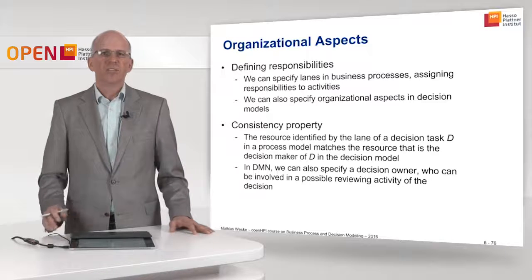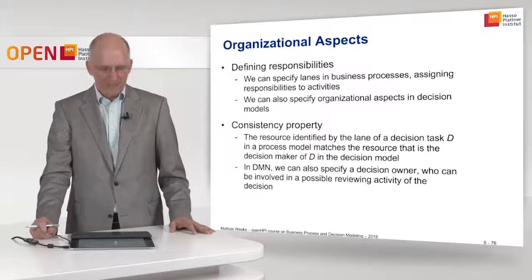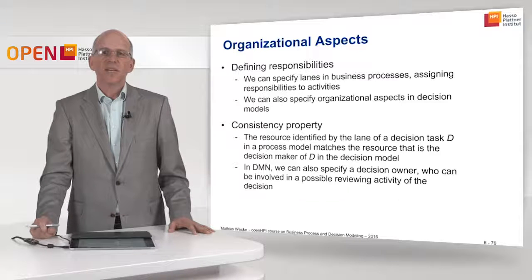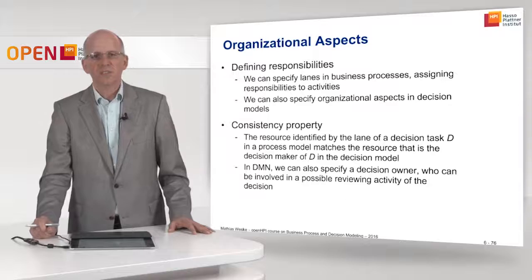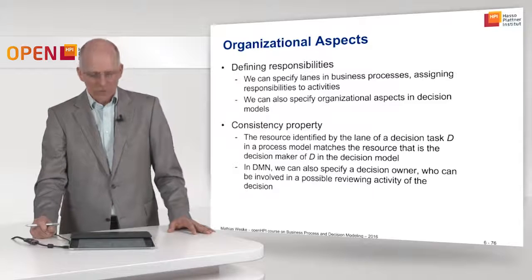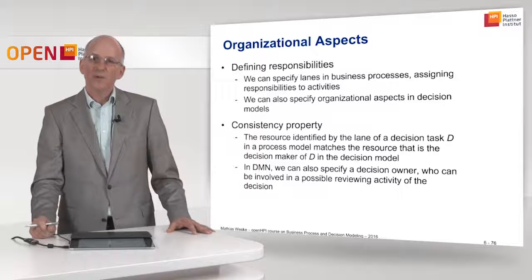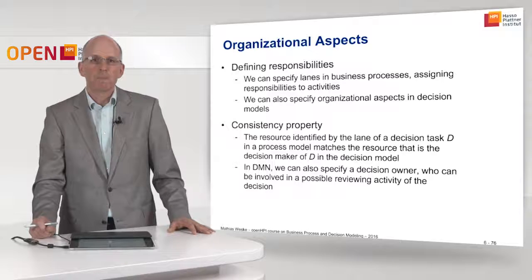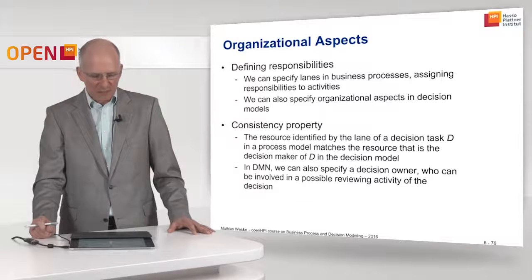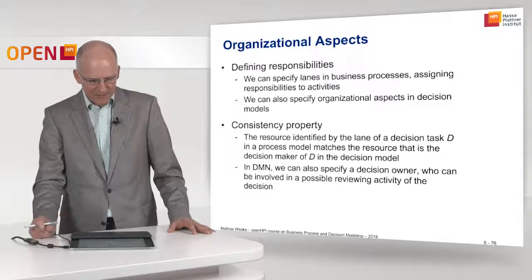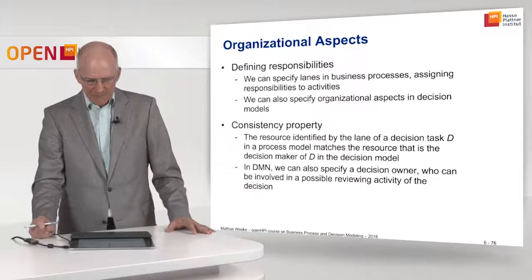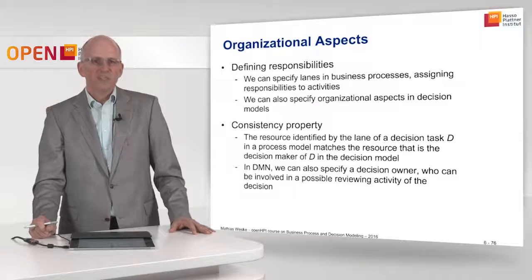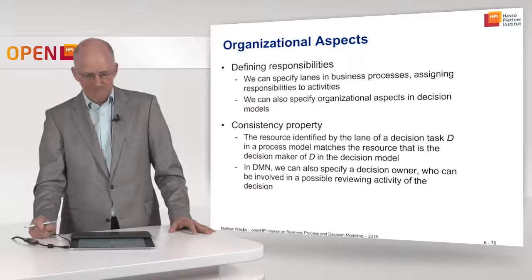Let's now look at organizational aspects. We've seen in process modeling using BPMN that we can specify lanes in business processes and thereby assign responsibilities to activities, so persons or roles who are responsible for conducting activities. And we've seen earlier this week that we can also specify organizational aspects in decision models. And these are the basics for our next consistency property, and that's as follows. The resource identified by the lane of a decision task D in a process model matches the resource that is the decision maker of D in the decision model.